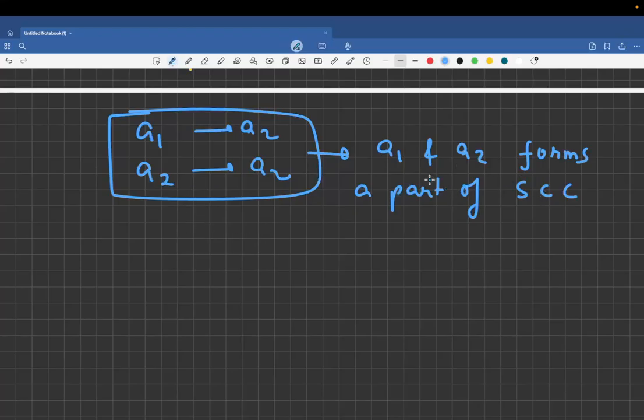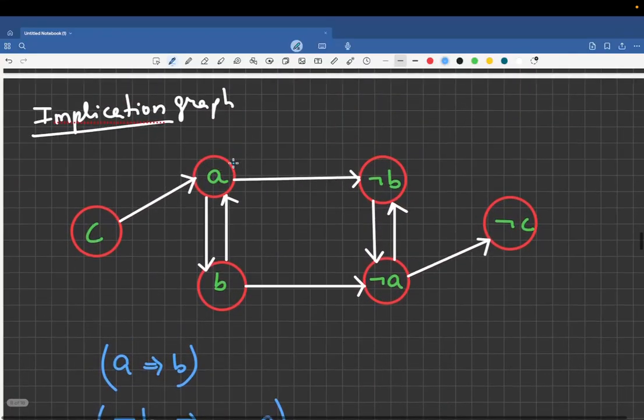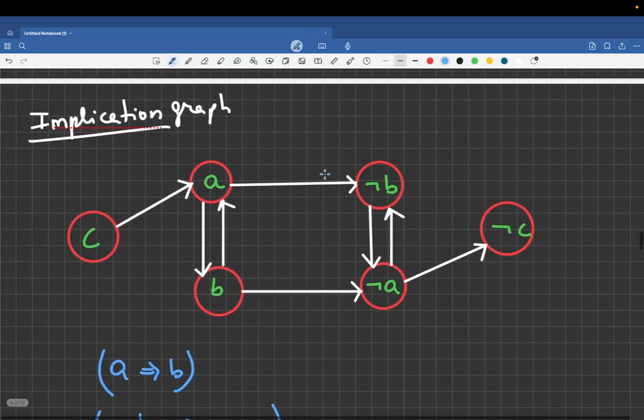If A1 is reachable from A2 and A2 is also reachable from A1, in that case, we will say that A1 and A2 form a part of a strongly connected component. So in this particular case, first of all, we will divide this complete graph into strongly connected components. So let me just do that. Let me use this particular color.